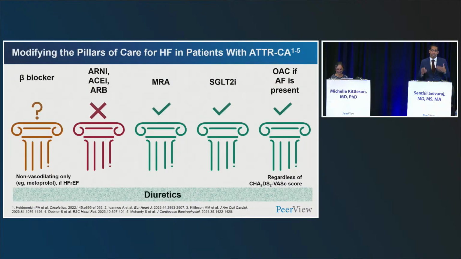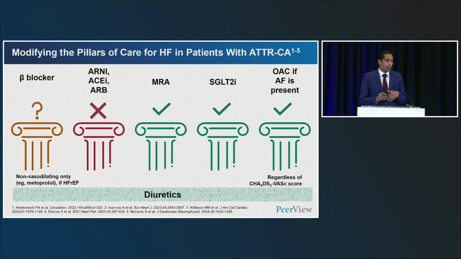And so now that we've established the diagnosis of ATTR-CA, we need to start thinking about treatment. So let's talk about general treatments for ATTR. I think all of us are very familiar with the concept of GDMT in heart failure, or beta blockers, RNA, ACE inhibitors, ARBs, MRAs, SGLT2 inhibitors. But we need to modify those pillars of care in cardiac amyloidosis.